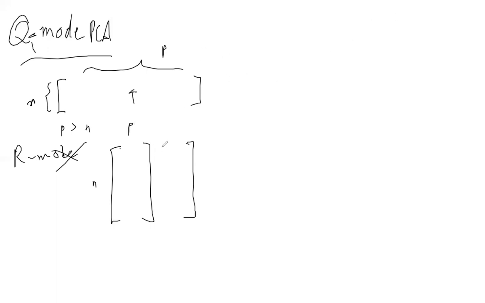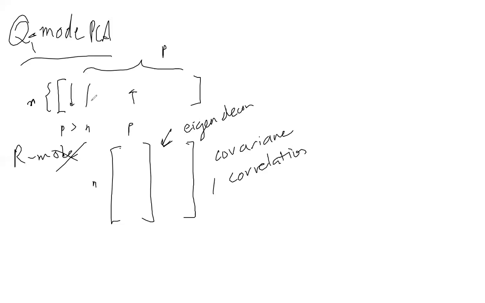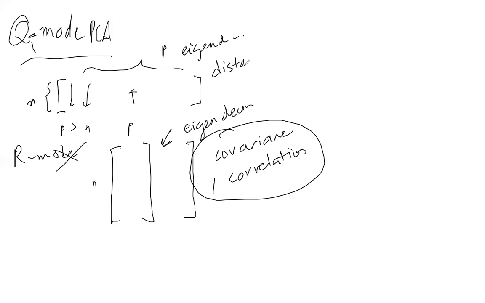So in this case, your eigen decomposition is operating on the covariance matrix. It can also operate on the correlation matrix. Either one will be okay, because correlation is basically just a normalized covariance. But when you have data like this, the eigen decomposition is not on the covariance or correlation matrix. The eigen decomposition here is occurring on a distance matrix between the samples.